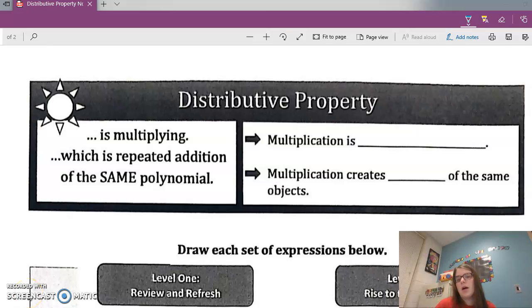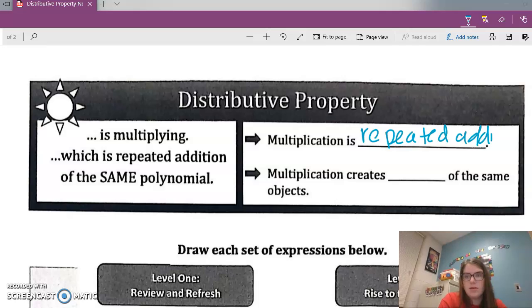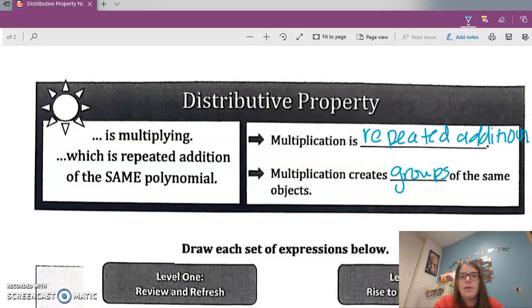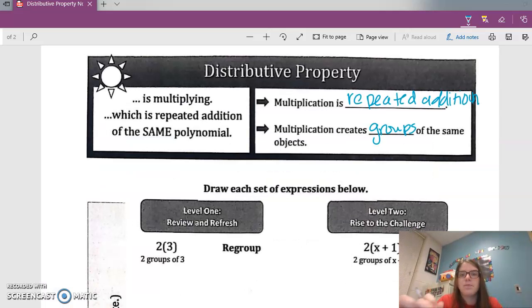Okay, so we're going to start talking about distributive property today. Distributive property, basically, is talking about multiplication. Multiplication is repeated addition, and multiplication creates groups of the same objects. I'm going to zoom that out just a little bit.